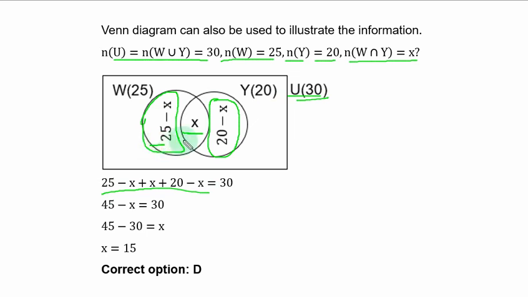Addition of this, this, and this equal to 30. Minus S plus S is 0. 25 plus 20, you have 45 minus S equal to 30. You transfer minus S to the right, it becomes plus S. You transfer plus 30 to the left and it becomes minus. Therefore, S is equal to 15. The same option D.